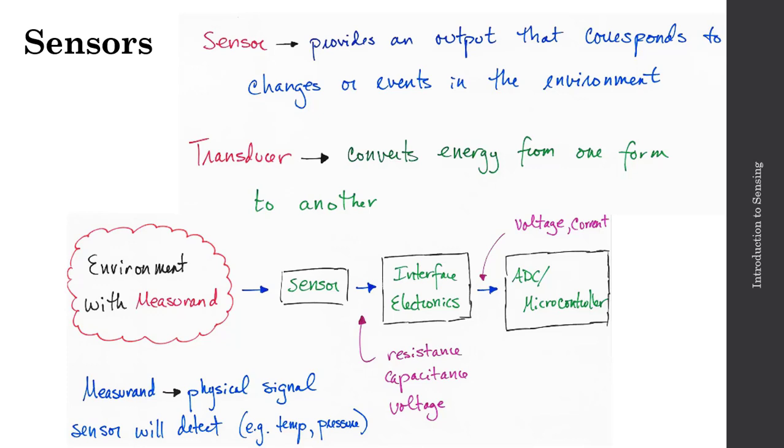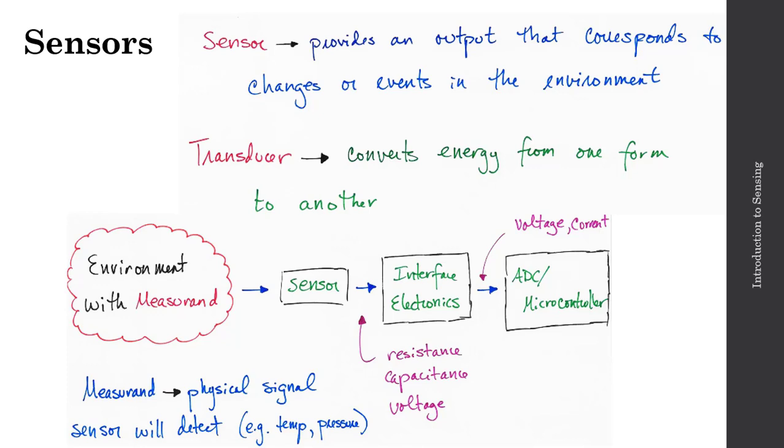So this is the pathway of our signals in our sensing operations, and we have multiple signals in various forms along the way. We have the measurand, which is a physical signal. The output from the sensor itself might be something like a resistance or a capacitance or a voltage. And it's these interface electronics that are converting, say, this resistance to something like a voltage or a current that you could potentially measure on an analog to digital converter or a microcontroller.